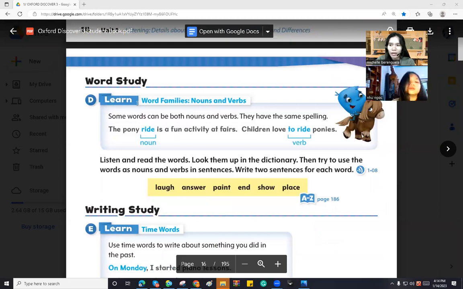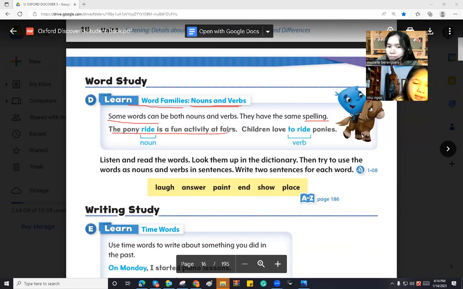All right, so now, Ngoc, let's have your word study. Word families, nouns and verbs. Please read. Some words can be both nouns and verbs. They have the same spelling.